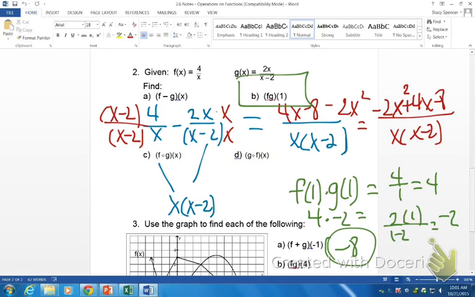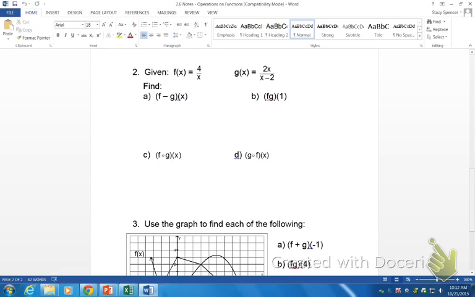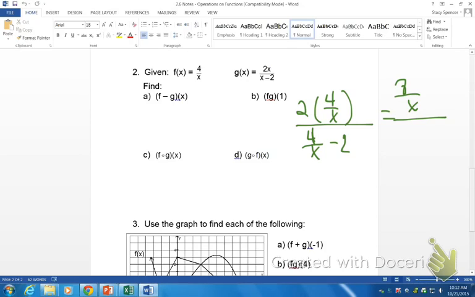This one's actually, to me, a little bit easier because you don't have the x in there, and it makes it a little bit easier to simplify. All right, so here's what you have. We're putting f into g. So we would have, in the numerator, 2 times the 4 over x. And in the denominator, you have the 4 over x minus the 2. Okay? In the numerator, 2 times 4 is 8, so you have 8 over x. In the denominator, you can rewrite that as 2 over 1.